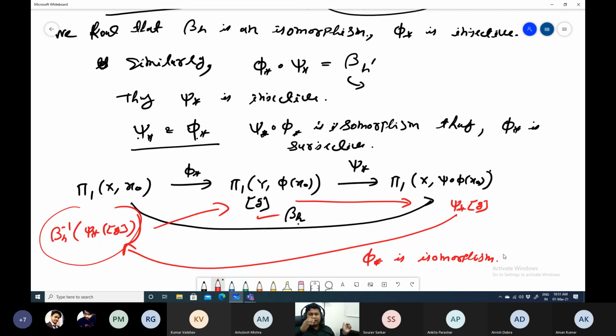So thus we can say that if two spaces are homotopy equivalent, we don't care whether it is base point preserving or not. We always have pi1 of X is the same as pi1 of Y. Okay, so we are done.